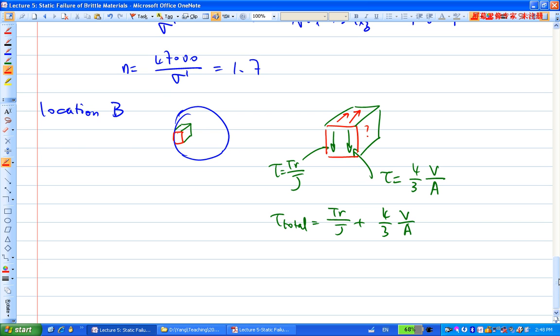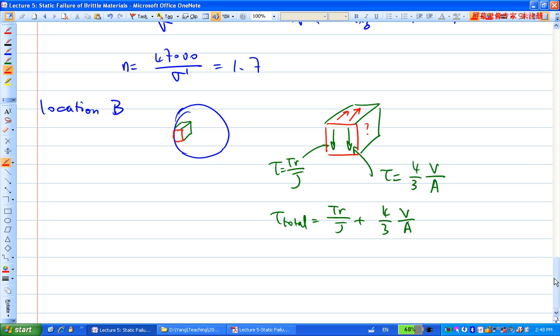Now, if you wanted to do precisely what we have done for location A, then you have to look at this coordinate system and label this properly, and look at that stress element properly in the coordinate system given. Otherwise, remember what we need. We actually only need the absolute value, right?